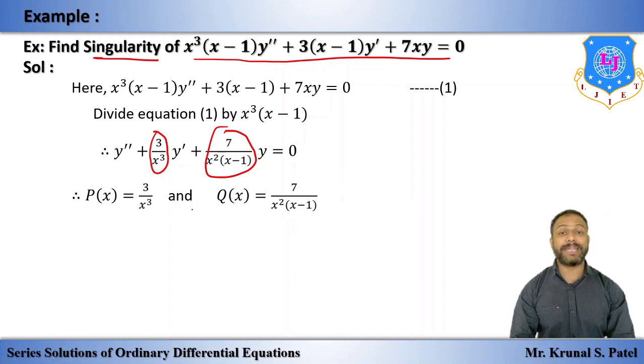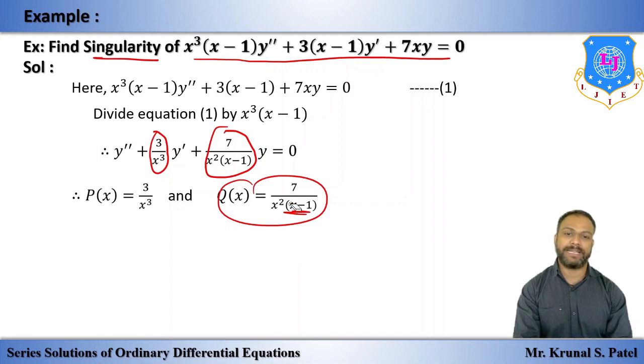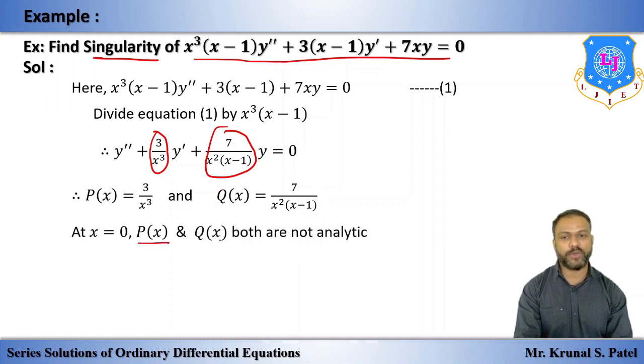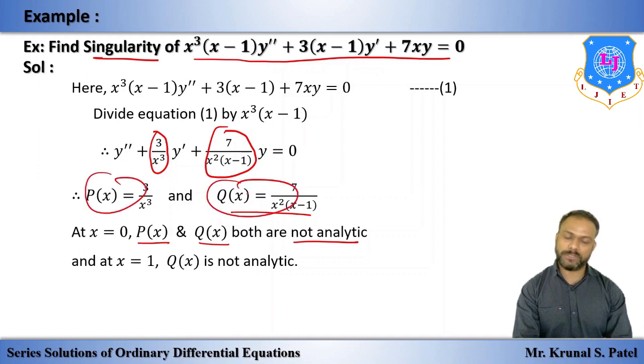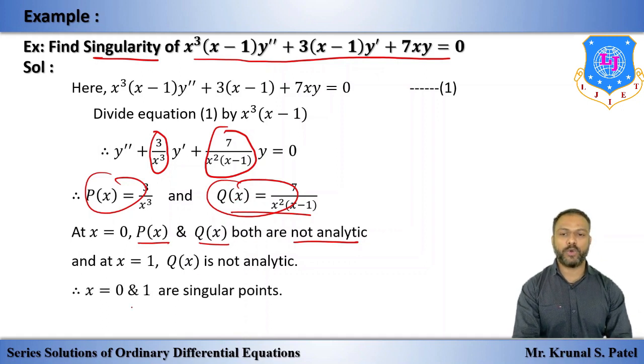Now first decide at which points this function becomes infinite, because those points become singular points. Simple, because infinite means not analytic. If either of these two is not analytic, that point becomes a singular point. By observation, if we put x is equal to 0, P of x and Q of x both will be infinite, that means not analytic. In a similar way, at x is equal to 1, Q of x is not analytic. So x is equal to 0 and 1 are singular points.